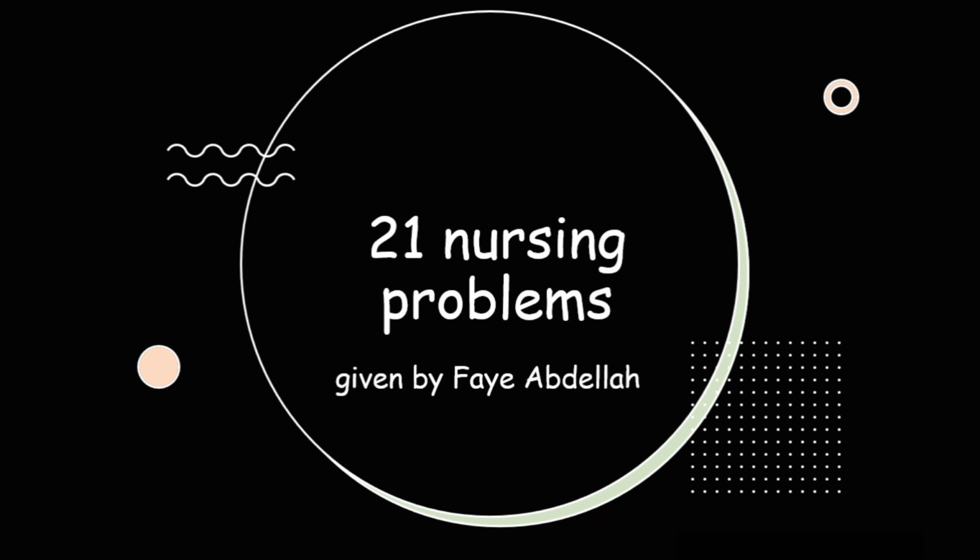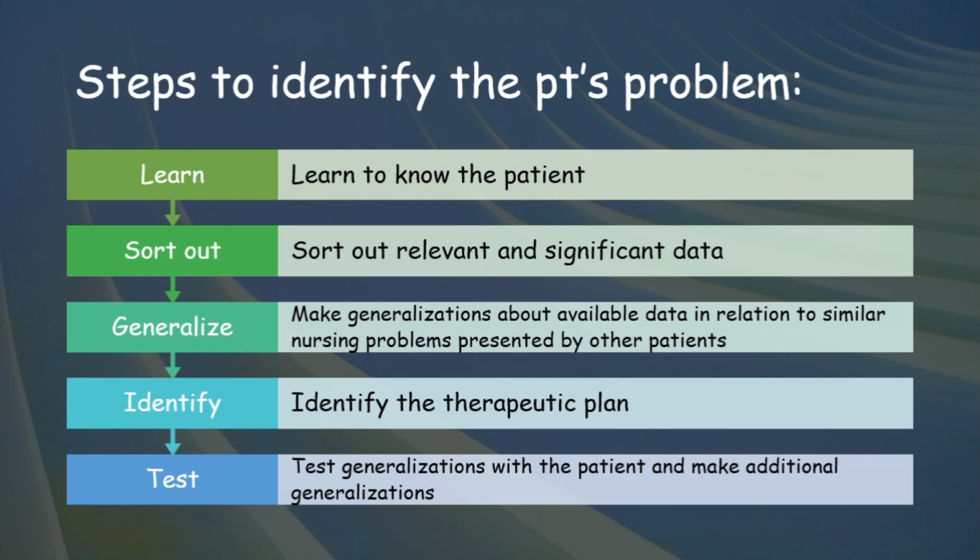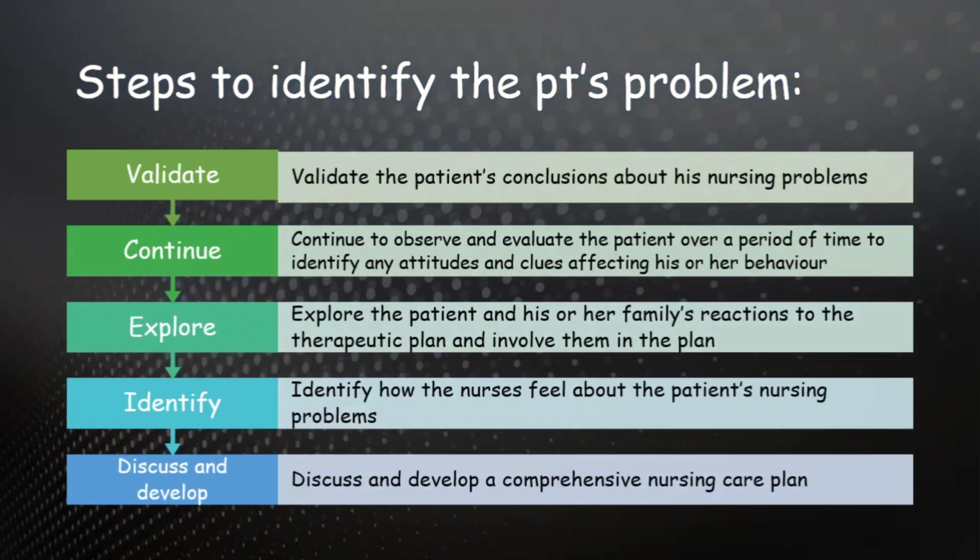The steps to identify the patient's problem are: learn to know the patient, sort out relevant and significant data, make generalizations about available data in relation to similar nursing problems presented by other patients, identify the therapeutic plan, test generalizations with the patient and make additional generalizations, validate the patient's conclusions about his nursing problems, continue to observe and evaluate the patient over a period of time to identify any attitudes and clues affecting his or her behavior, explore the patient and his or her family's reactions to the therapeutic plan and involve them in the plan, identify how the nurses feel about the patient's nursing problems, discuss and develop a comprehensive nursing care plan.